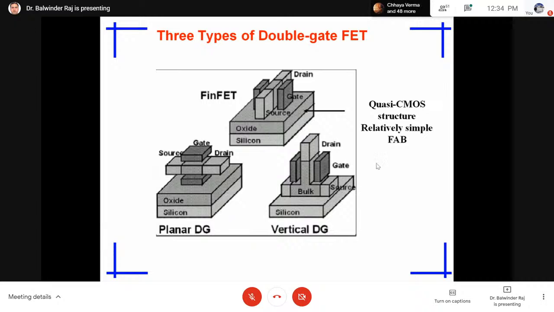Okay, so in the vertical, PMOS or NMOS, P FinFET, N FinFET, can be stacked one over the other. So double the density can be achieved in the vertical compared to what we had in the conventional MOSFET technology, planar technology.